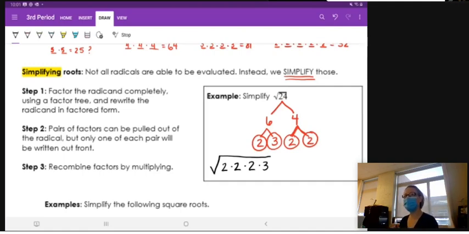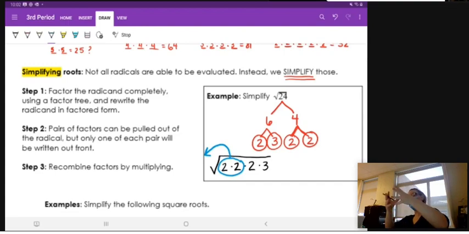So now we're on to step 2. This is a kind of weird rule, but we'll explain it in a minute. Pairs of factors can be pulled out of the radical. So you're going to go through and circle any pairs that you see. I see a pair of 2's, and that's it. Then you pull that pair out in front of the radical. When that happens, you only bring a single item from the pair.